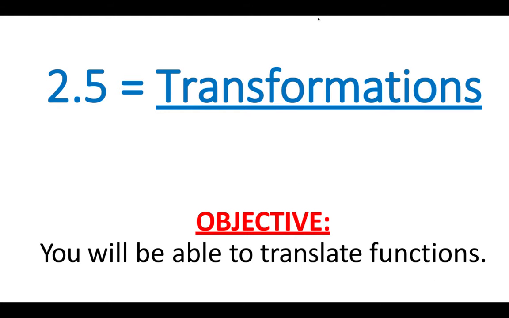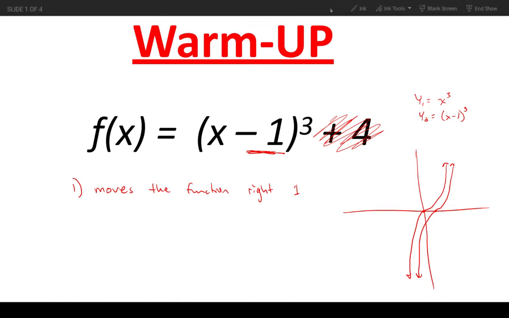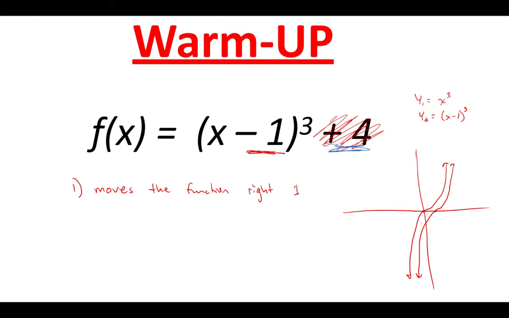The second question is, what does that +4 do? So you could actually take the same approach. In y1, you could do the parent function x cubed. And in y2, you could just put in x cubed plus 4 and see what happens. And what's going to happen is this parent function is going to be moved up 4 spaces. So it looks something like that. So this one moves the function up 4. So taking these together, we're moving up 4 and right 1, and then you end up with something that looks like that.